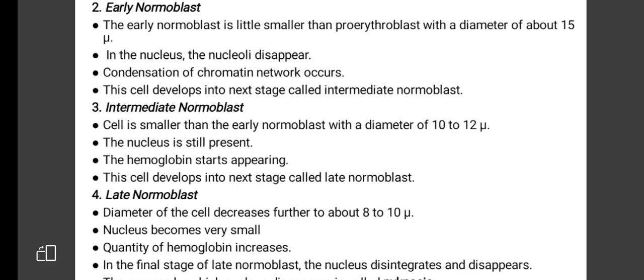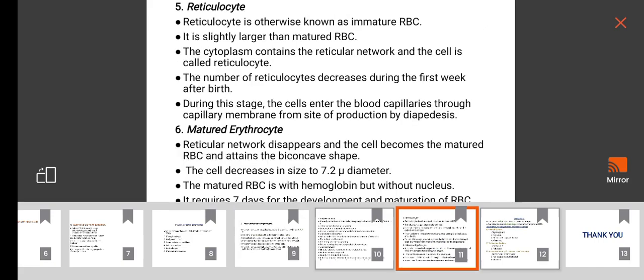In the late normoblast, the diameter of the cell decreases further to about 8 to 10 micron. Now the nucleus becomes very small and the quantity of hemoglobin increases. In the final stage of the late normoblast, the nucleus disintegrates and disappears.